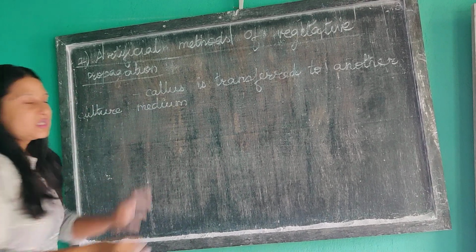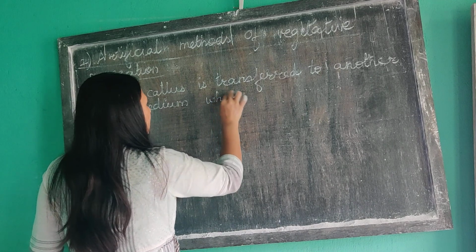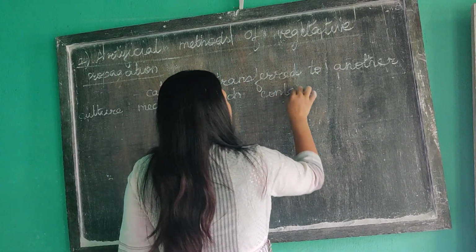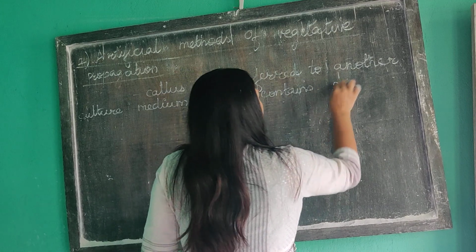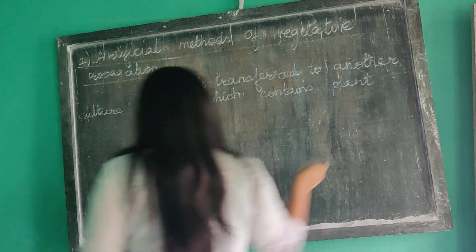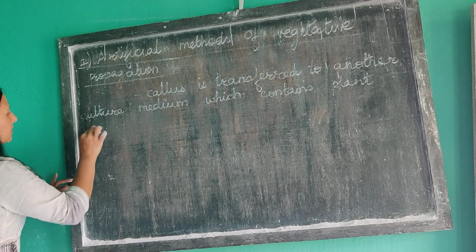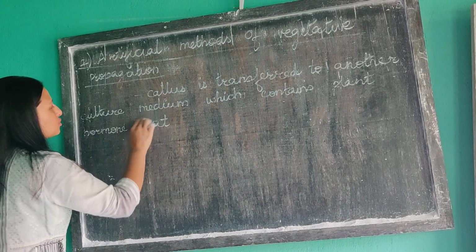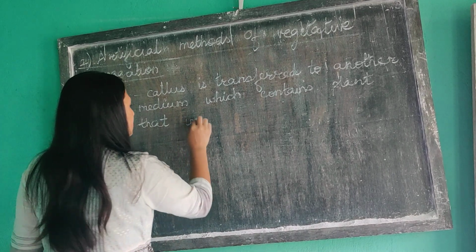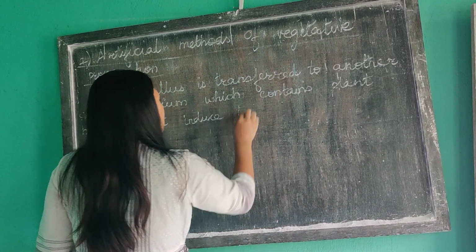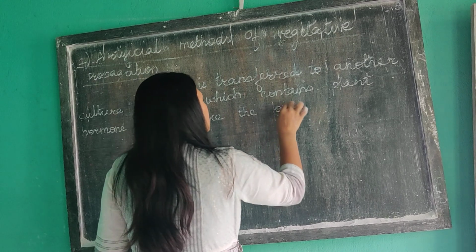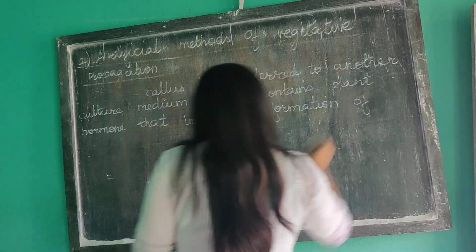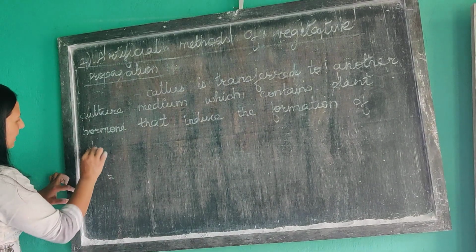And this culture medium contains plant hormones that induce the formation of shoots and roots. So callus थियो.